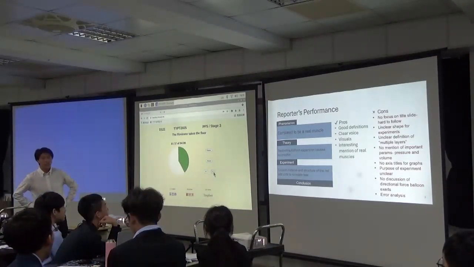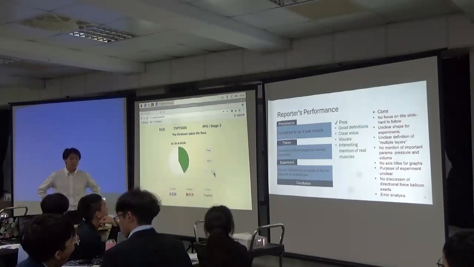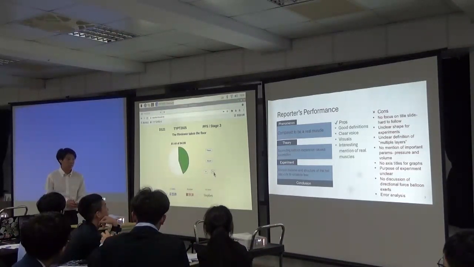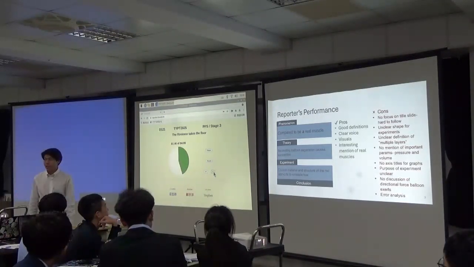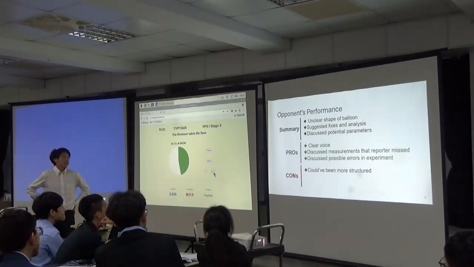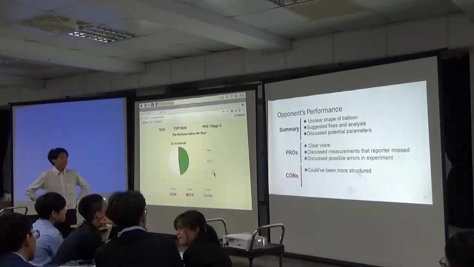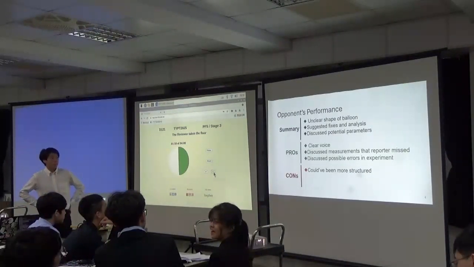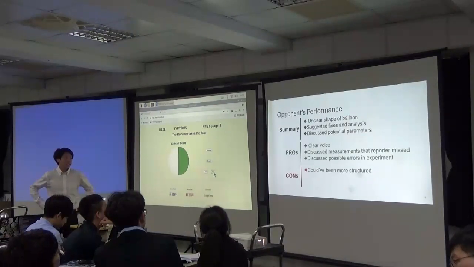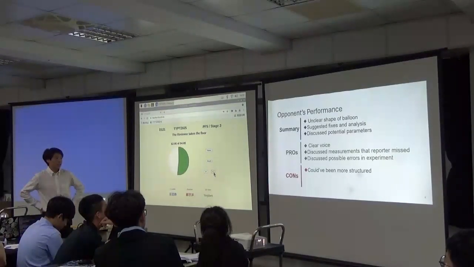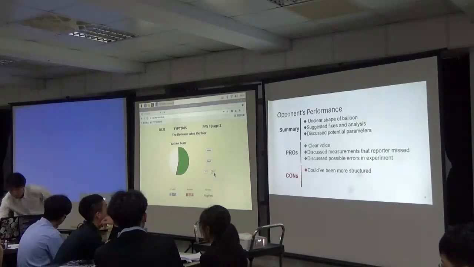There is no discussion of the force that the balloon exerts, which is a key part, as I mentioned during our discussion, because muscles have to exert force, and they have a lack of error analysis, such as things like leakage. And for the opponent, the summary of their discussion was that they discussed unclear shape of balloon, they suggested fixes and analysis, and they discussed other potential parameters. They spoke with a clear voice, they discussed measurements that the reporter missed, and they also discussed other possible errors in their experiment. And overall, it was pretty good, but it could have been more structured.